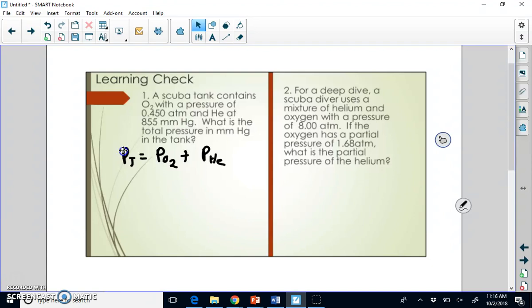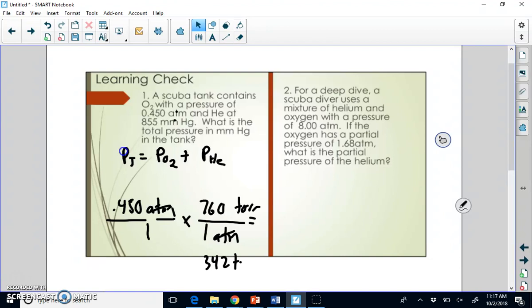And the problem here, though, and of course I caused it to be more complicated, is that the pressures are in different units. If they were in the same units, we could just add them and get the total pressure. But they want it in millimeters of mercury, so I have to convert the atmospheres to millimeters of mercury. So put that over 1, and we should know that 1 atmosphere is equal to 760 torr. If I get my calculator out, we'll see that the atmospheres cancel, this is torr, so this is equal to 342 torr. And torr and millimeters of mercury are the same, so this is also millimeters of mercury.